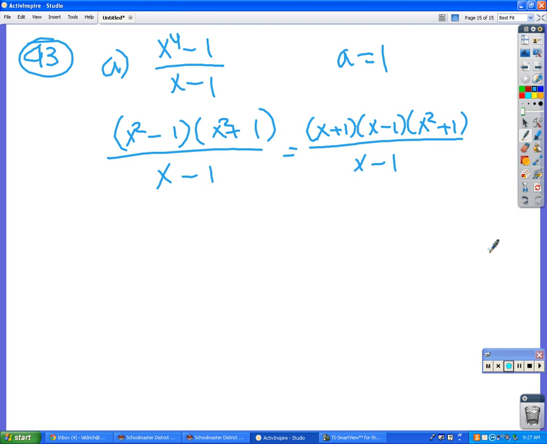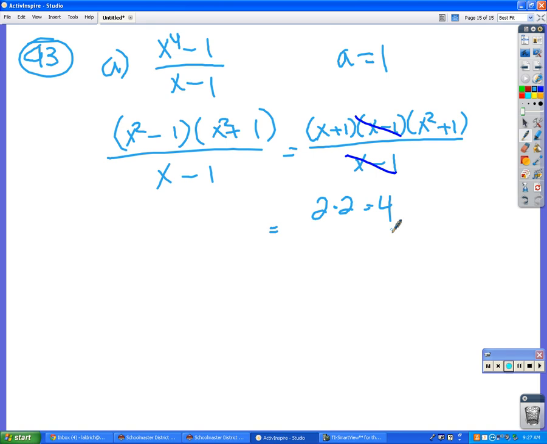What do I do with that? Cancel. And then that allows me now, since I canceled the thing on the bottom, to plug in 1 for x. And so that gives me 2 times 2, which is 4. All right, and so if you want to get technical here, that's a removable discontinuity. We removed it when we canceled.